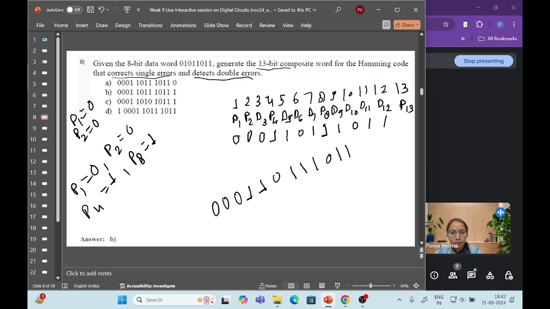Okay, so number of ones are 1, 2, 3, 4, 5, 6, 7. So total number of ones are 7. Number of ones equal to 7. So it is odd. So value of P13 will be 1 only. Okay, so that is 1. So overall sequence we will get, that is 1, this one.